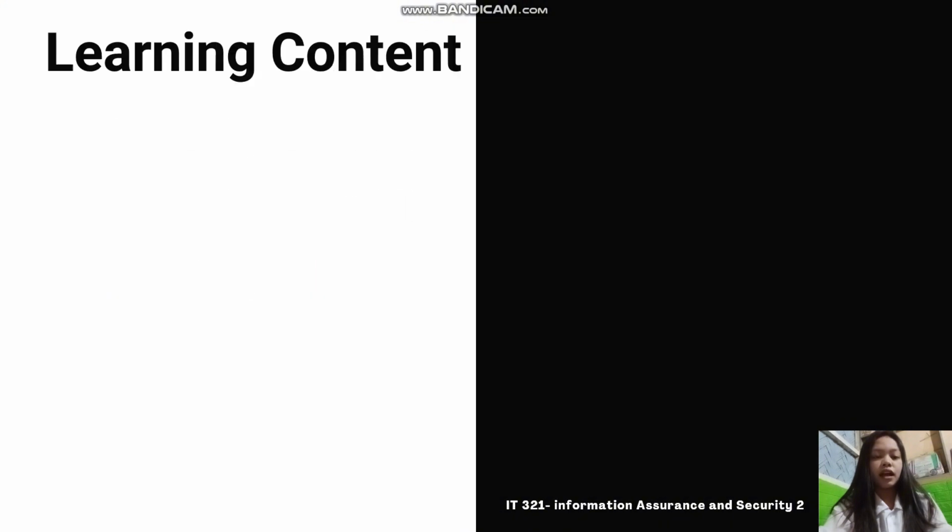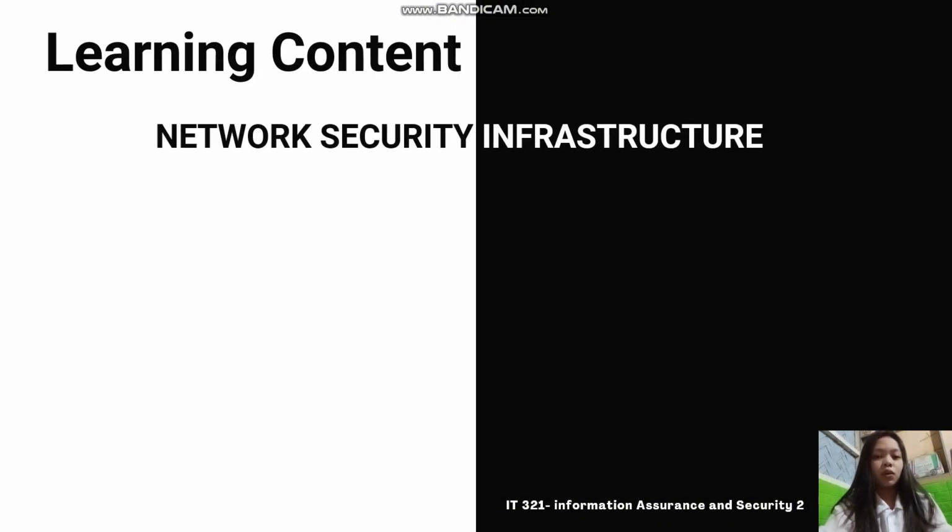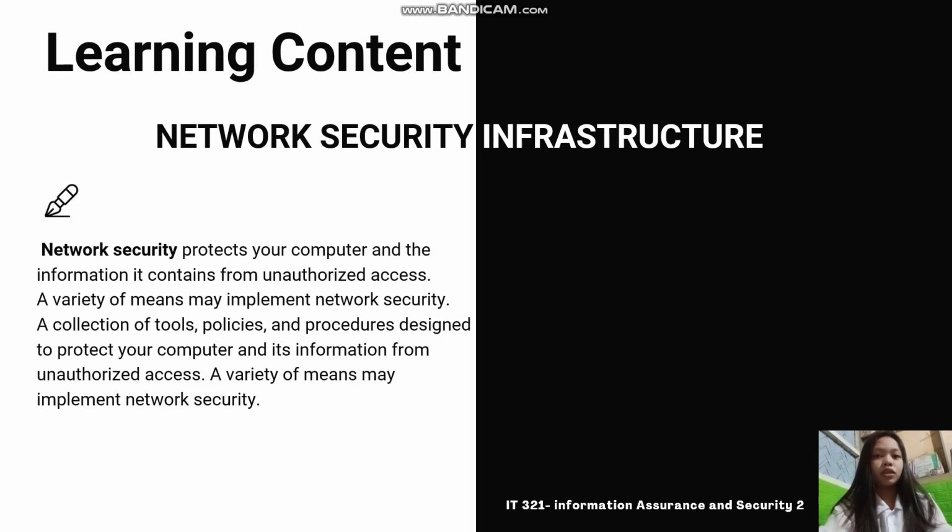For the learning content, let's first discuss network security infrastructure. Network security protects your computer and the information it contains from unauthorized access. A variety of means may implement network security: a collection of tools, policies, and procedures designed to protect your computer and its information from unauthorized access.